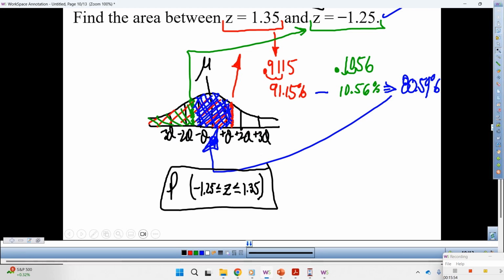That look familiar? Yes? All right, send me your notes, please. And that's how you write the probability between two z-scores. All right, go to another one.